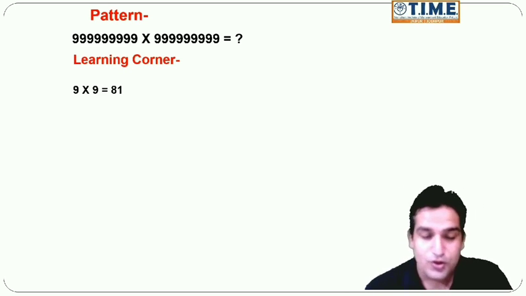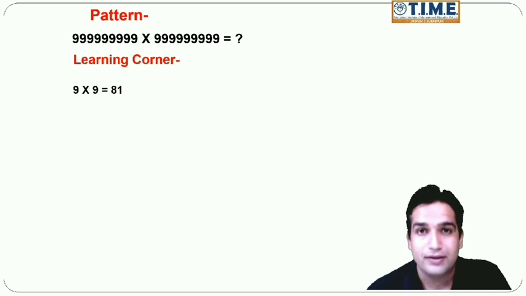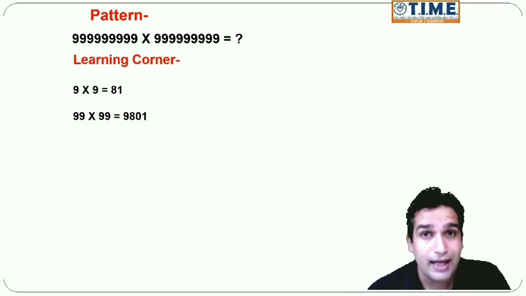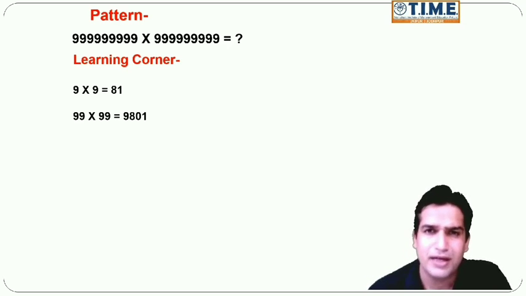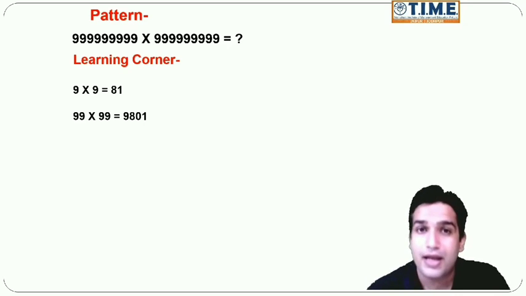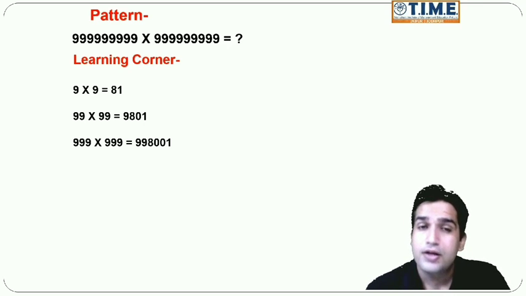Okay. So 9 into 9, as you know, it is 81. 99 into 99, obviously you can multiply and you'll get the answer as 9801. 999 into 999, interestingly, it is equal to 998,001. Now, what is happening?